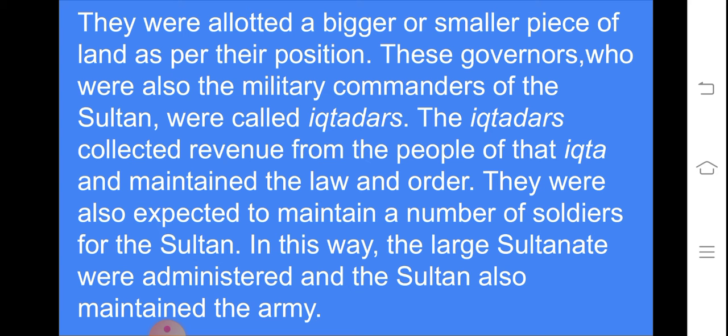These governors, who were also the military commanders of the Sultan, were called Iqtadars. The Iqtadars collected revenue from the people of that Iqta and maintained law and order. They were also expected to maintain a number of soldiers for the Sultan. In this way, the large Sultanate was administered and the Sultan also maintained the army.